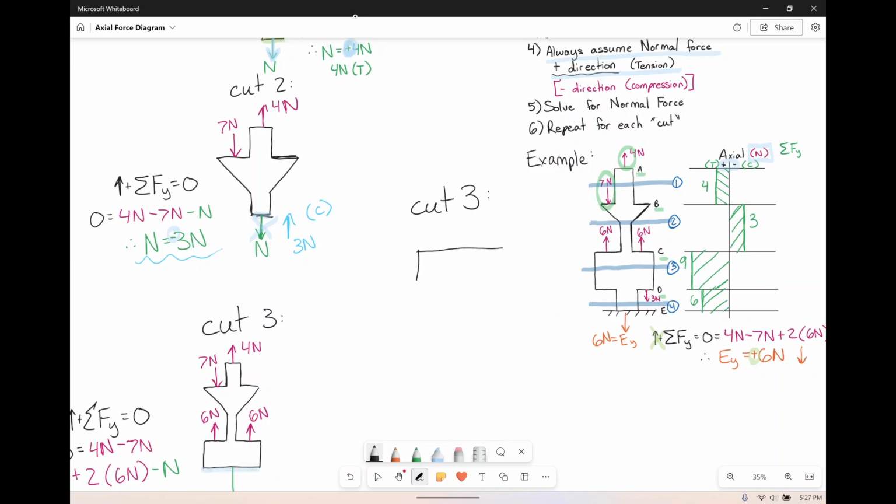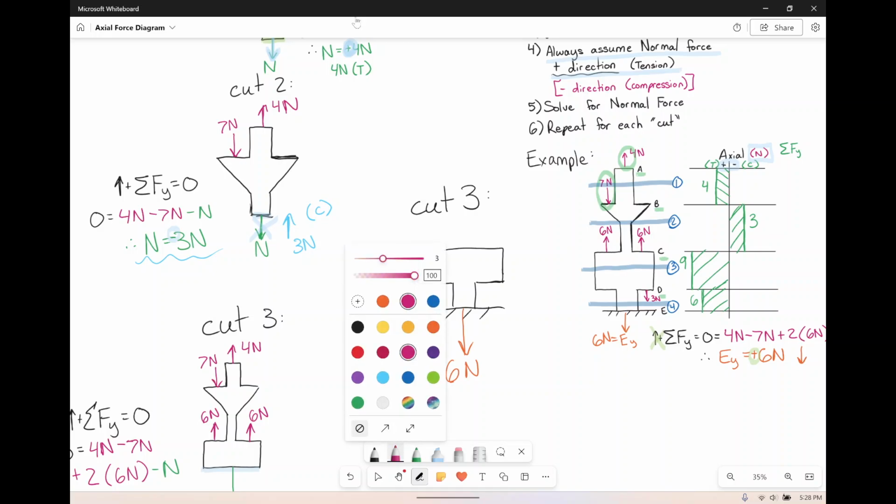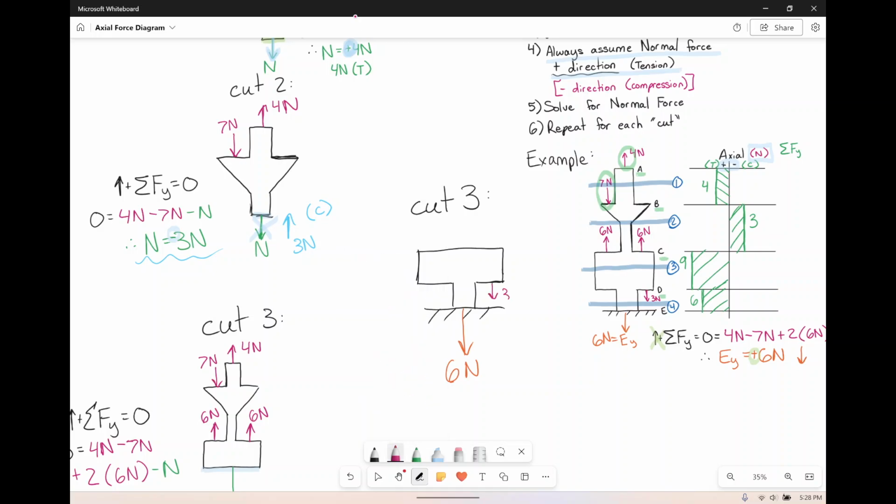We've got a big fat rectangle, and then it kind of dead-ends into the floor, right? We'll do this one first. We've got 6 newtons going down. We've got 3 newtons going down. That's the applied load there at face D. And again, that was the cut up at the top. So normal goes away from that, so normal goes up.